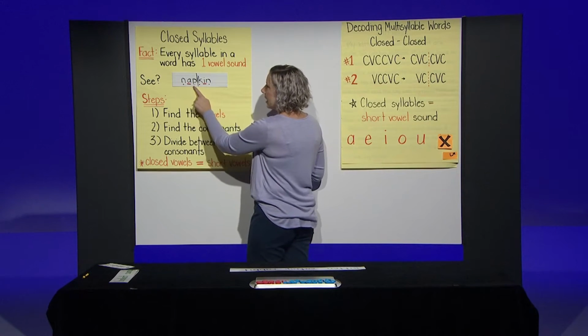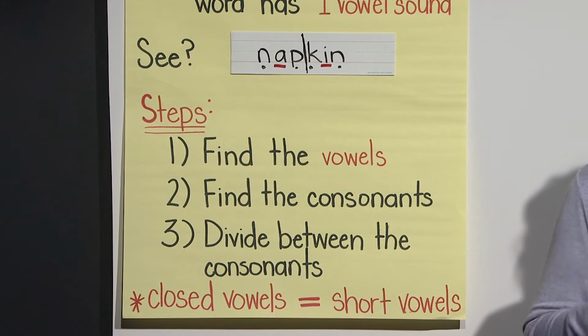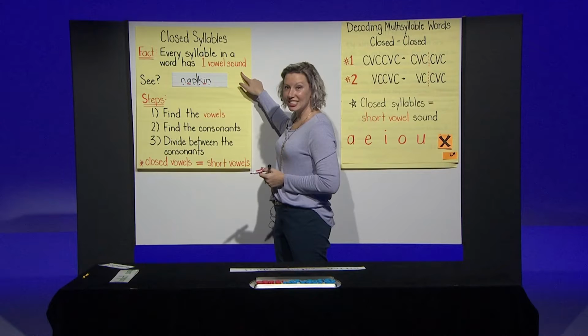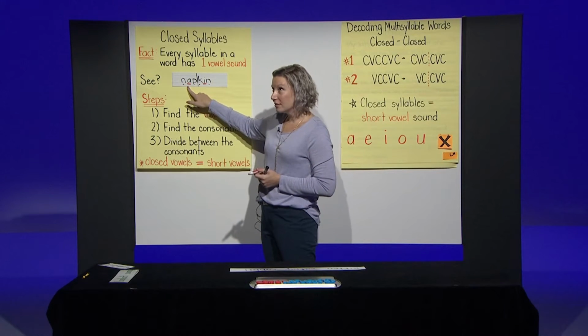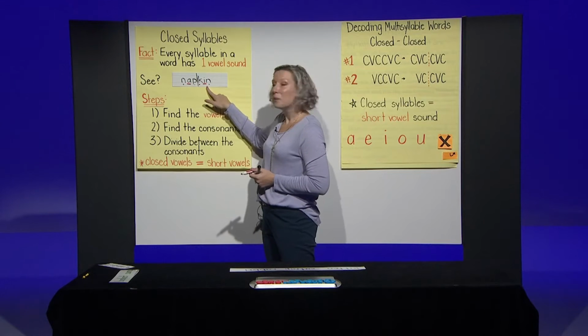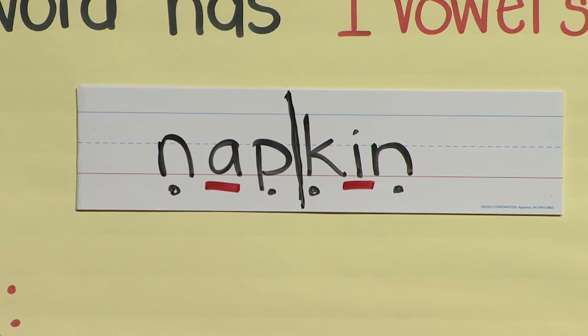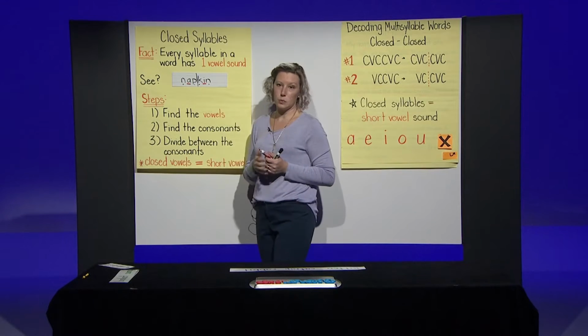Now I see I have 1, 2 syllables. Let me check to make sure that they're syllables. Remember, every syllable has a vowel sound. Does this side have a vowel? Yep, that A. What about this side? There's that I. Great, 2 syllables. So now that I know the number of syllables, I want to be able to read this word.